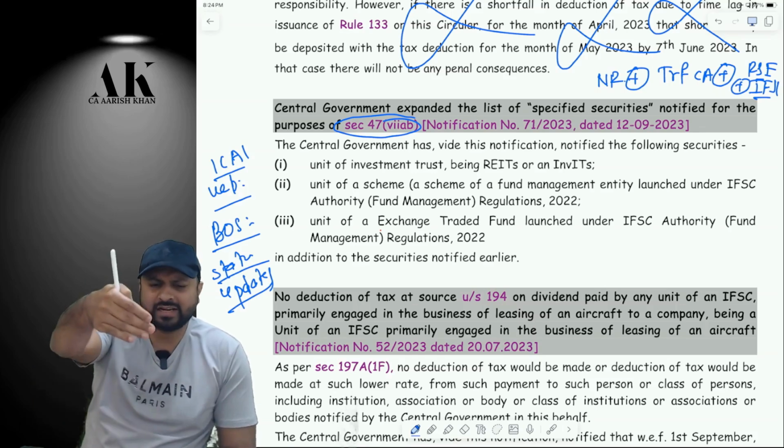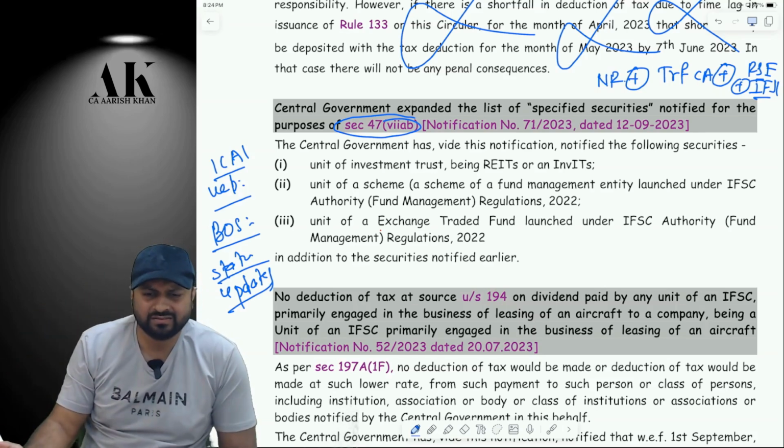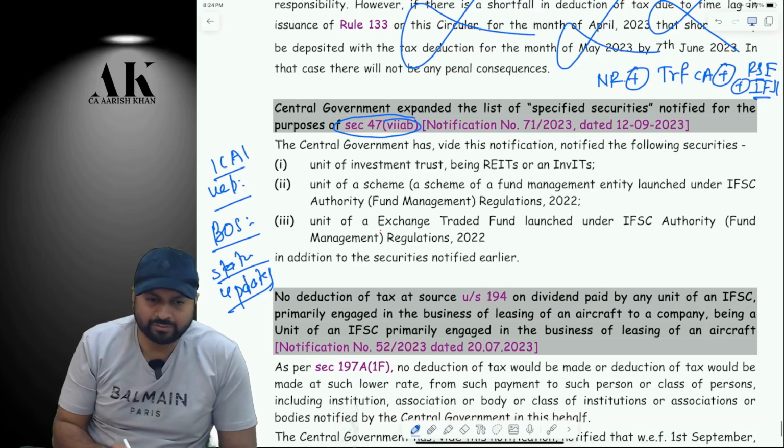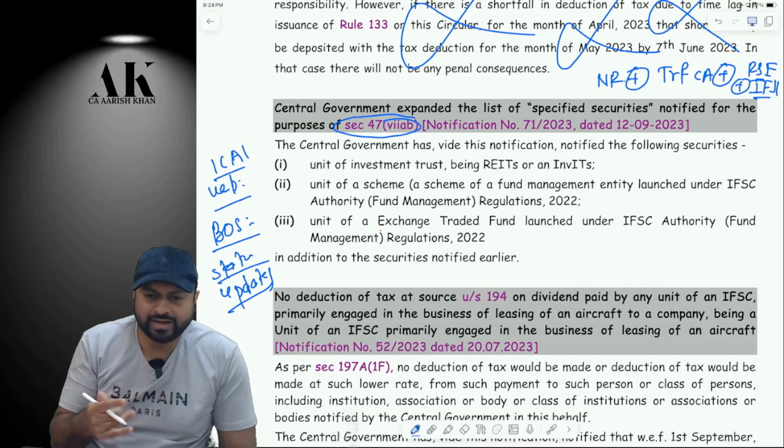So there you can see there are certain assets which are mentioned in point number 1, 2, 3, 4, etc. In that, they have added a few more securities. That's the only amendment. Check please on the board. They have added a few more securities.